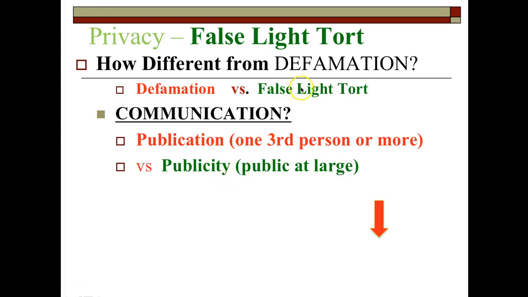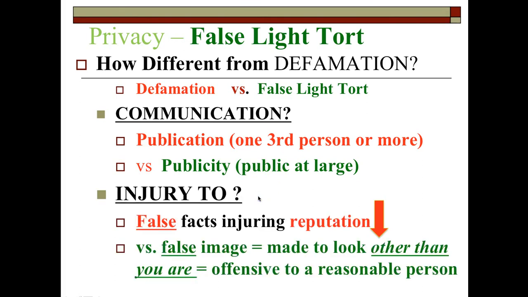In contrast, for the false light tort, all the privacy torts that have a publicity requirement require communication to the public at large. Secondly, while the injuries between the two torts, false light and defamation, are very similar, there is a distinction. Defamation asks whether the false facts hurt your reputation, that they lower you in the estimation of the community. That's not required for false light.